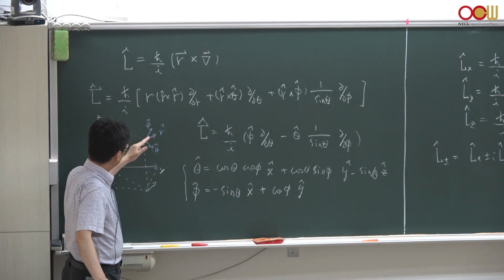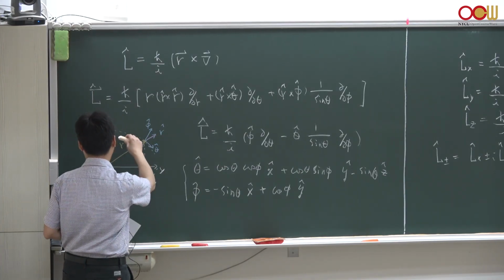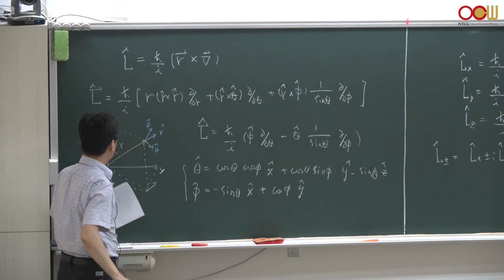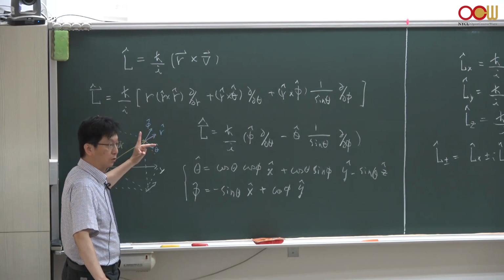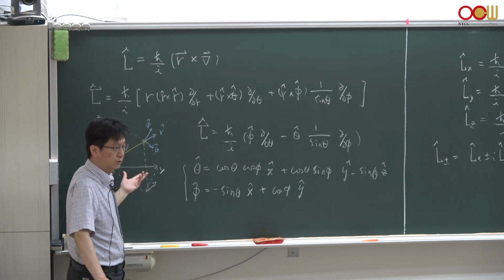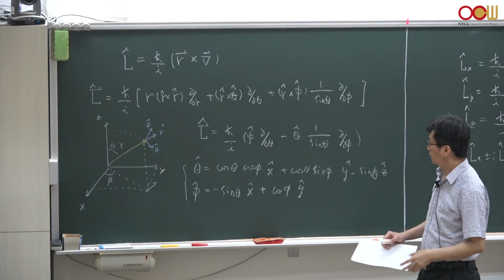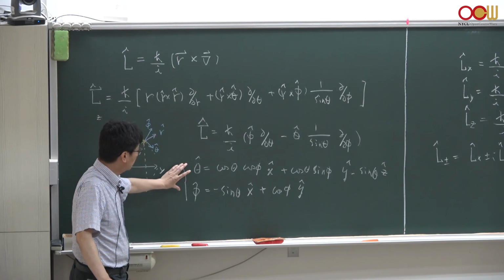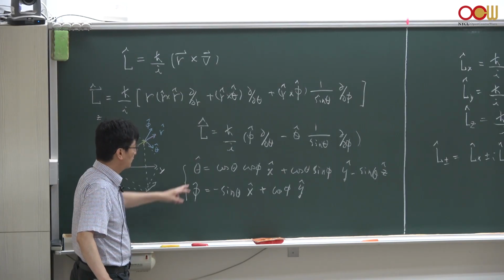Unit vector r points in the radius direction, and theta is the direction from the theta direction, right? So this is theta. And phi is the angle in the xy plane. So these three unit vectors form an orthogonal basis, which is equivalent, say, to the xyz Cartesian coordinate system. And there is a transformation between xyz and r, theta, phi. And this is part of the transformation that links theta, phi and xyz.